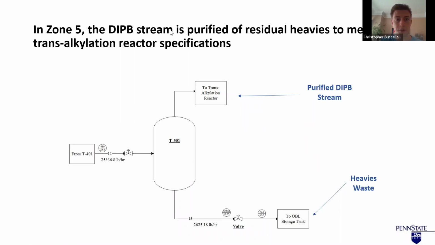Finally, here we have our DIPB recycle unit. This separates DIPB from the heavies, which are unable to be sent into the transalkylation reactor. The heavies waste from this process is unable to be used in any sort of fuel system, so it is sent to the OBL storage tank. And the purified DIPB stream is sent to the transalkylation reactor.